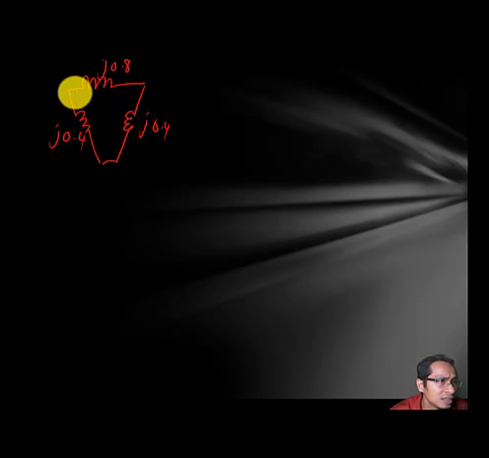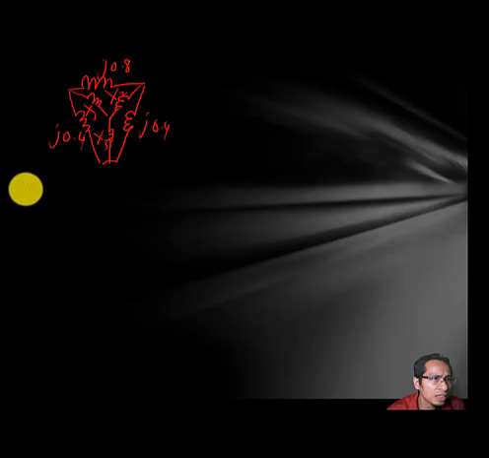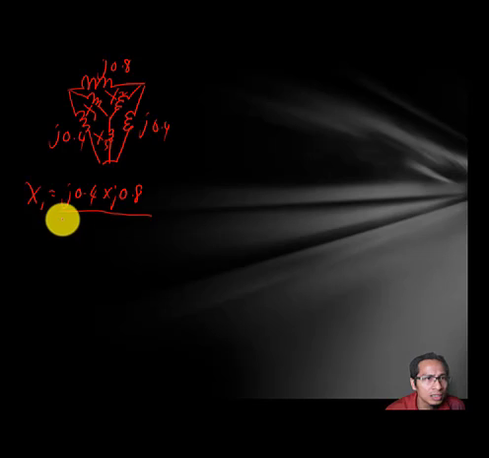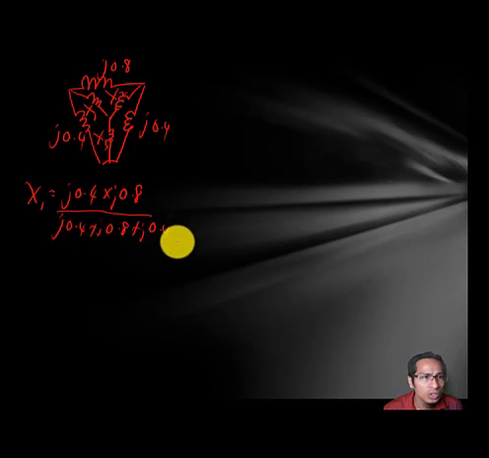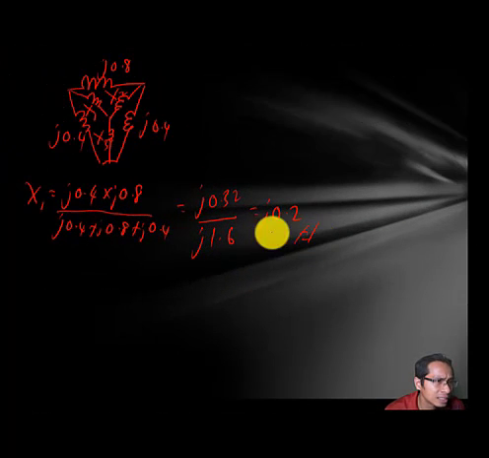So this Y connection. Let's say this is S1, so I name it as X1, X2, and this one X3. To find X1, it equals j0.4 times j0.8 over the summation of all impedance, j0.4 plus j0.8 plus j0.4, which equals j0.2 per unit. Same goes to X2 and X3.